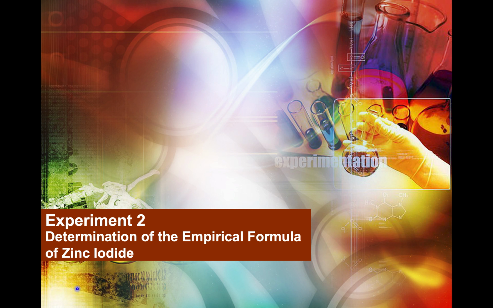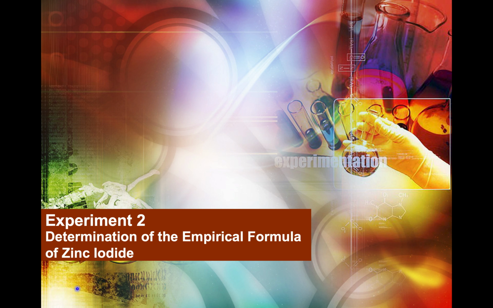Hello everyone! In this video we'll be going over the second experiment, determination of the empirical formula of zinc iodide. The general idea in this lab is that you will be reacting elemental zinc with elemental iodine to create zinc iodide. So this is your first experience coming into lab and setting up a reaction, monitoring it, and learning how you work up and dispose of the materials.